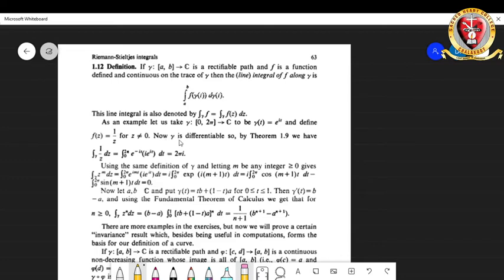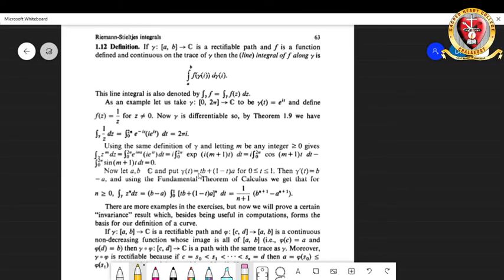Now γ is differentiable by the theorem which we mentioned earlier, theorem 1.9. So we can calculate the integral over γ of 1 by z dz, which will be equal to the integral from 0 to 2π of e raised to minus it into i into e raised to it dt. That is equal to 2πi. That's how we used theorem 1.9 there.